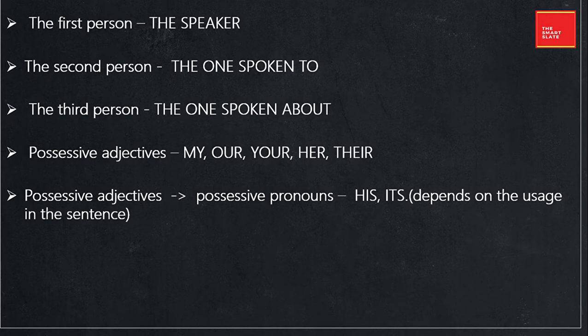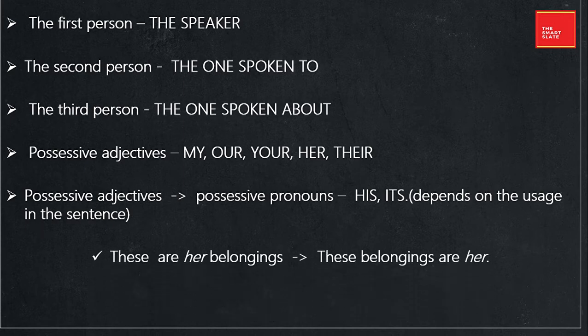Possessive adjectives and possessive pronouns are often used depending upon the case, like his and its become common here in both the cases. But it depends on the usage in the sentence whether it is used as an adjective or a pronoun. Like these are her belongings, her is a possessive adjective here. And these belongings are her. So here it becomes possessive pronoun.